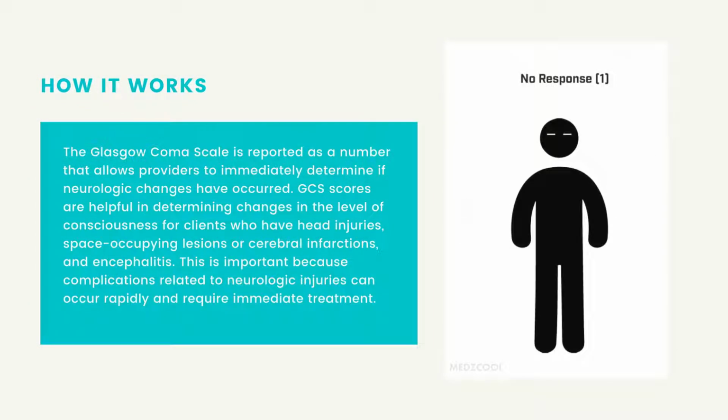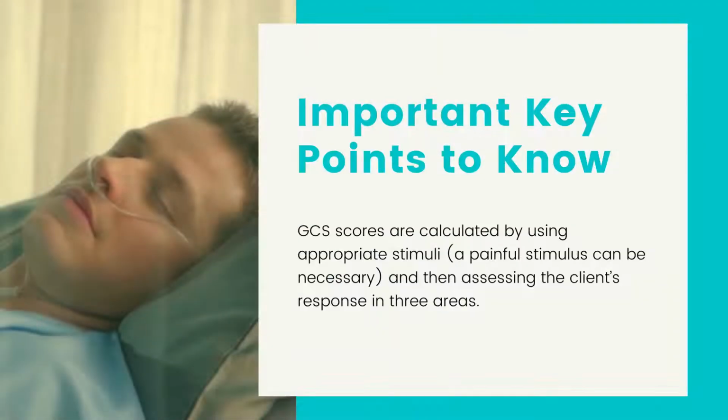How it works. The Glasgow Coma Scale is reported as a number that allows providers to immediately determine if neurologic changes have occurred. GCS scores are helpful in determining changes in the level of consciousness for clients who have head injuries, space-occupying lesions or cerebral infarctions, and encephalitis. This is important because complications related to neurologic injuries can occur rapidly and require immediate treatment. Important key points to know.